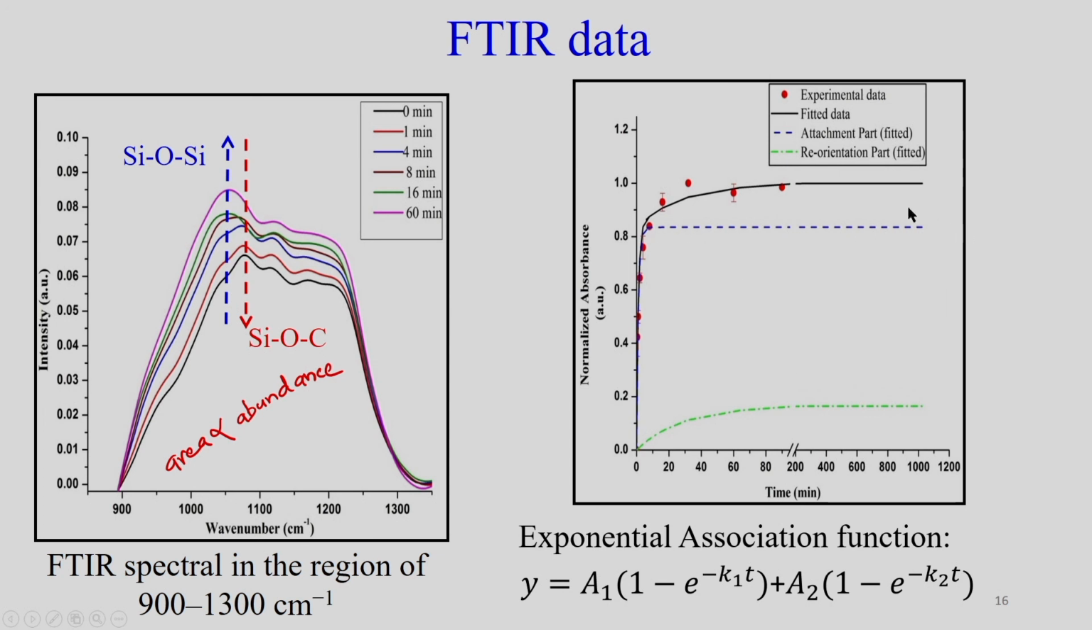The purple line we are referring to as the attachment, it is a quick step, and the reorientation part is a slow step. So, from the experimental data, if you fit it with the exponential association function, we will get the values of k1 and k2. And this k1 and k2 will say what the rate constant is and how long it will take for the formation of 100% self assembly.